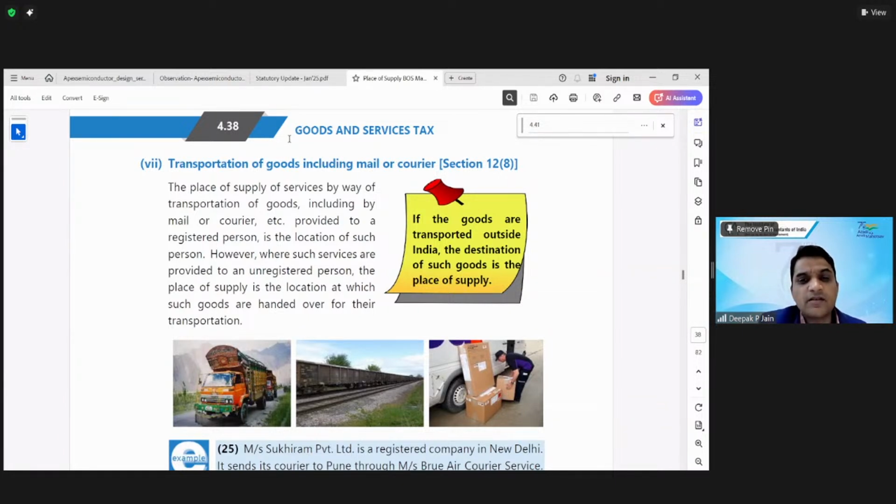In this chapter, is the registered person the supplier or the recipient? The recipient itself. No, because the supplier, we know, is the person who is transporting the goods. And when it is provided to a registered person, it means the services are provided to a registered person. So it is the recipient who is a registered person or not that has to be decided.